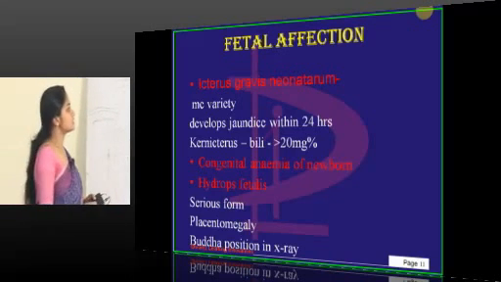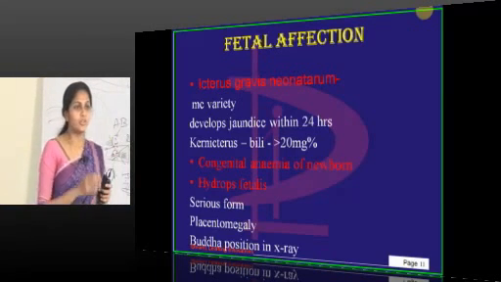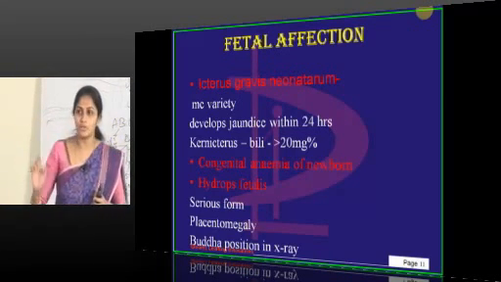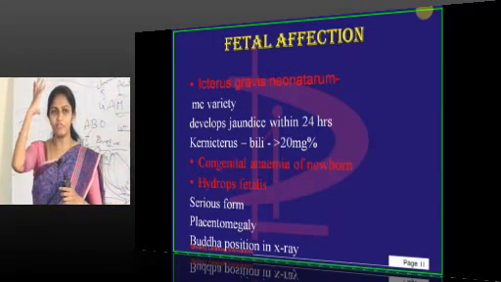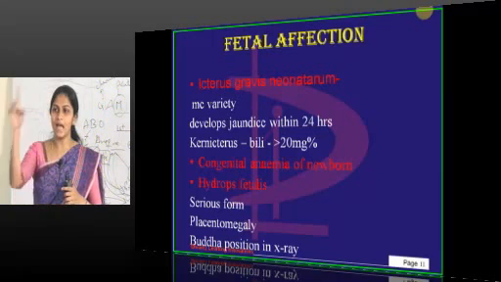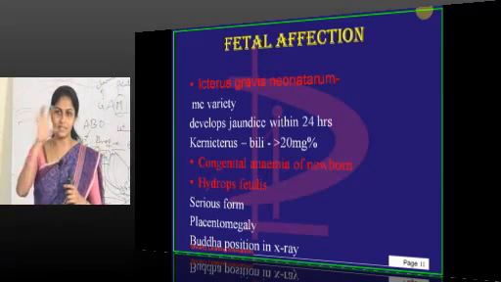So what is this Buddha position? It was frequently asked, where do you see the Buddha position? It is nothing but an X-ray finding. There will be cerebral edema of the fetal head. It is something like a halo. Around the head, a halo-like thing is seen.